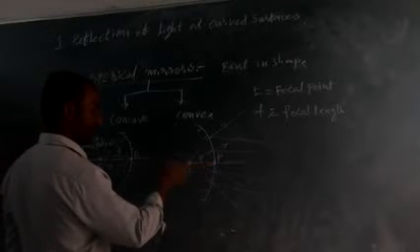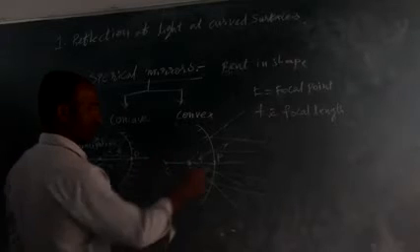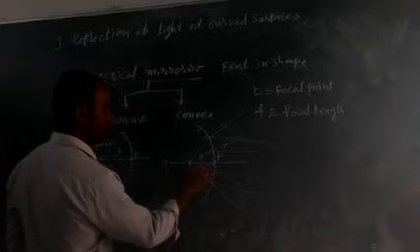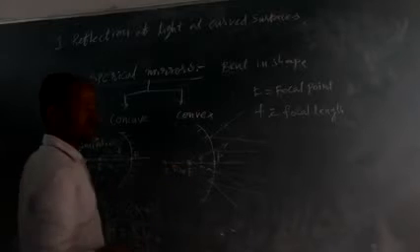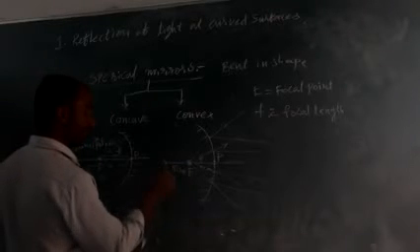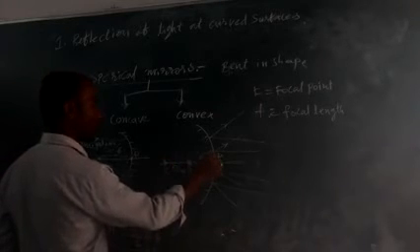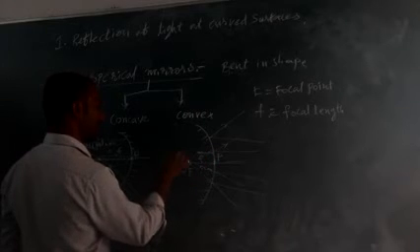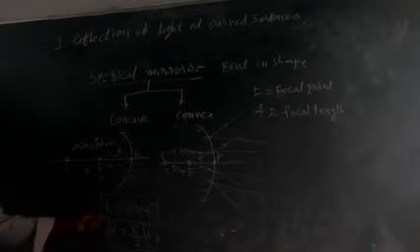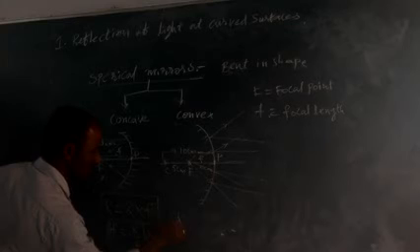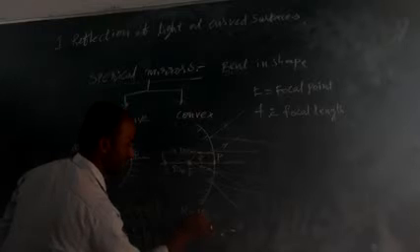Same distance maintained by another point is called center of curvature. If pole to focus is 5 centimeters, then focus to center of curvature will also be 5 centimeters. So radius of curvature is the distance between the center of curvature and pole, that is 10 centimeters. That's why we already said, for example, R is equal to 10 centimeters.